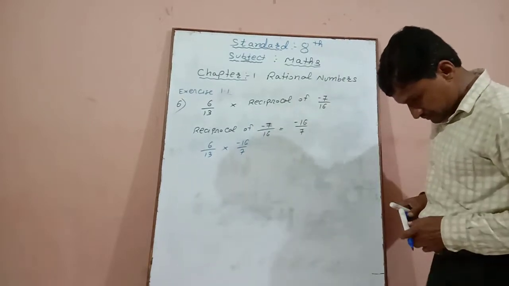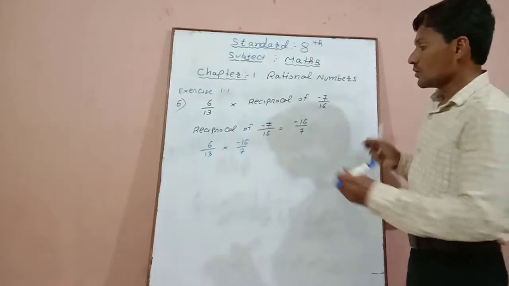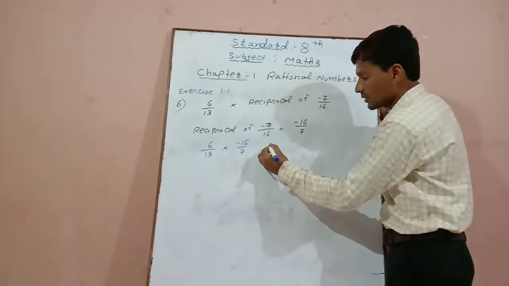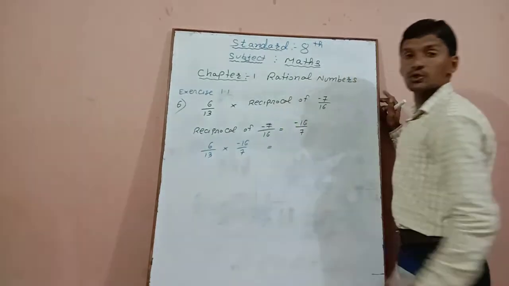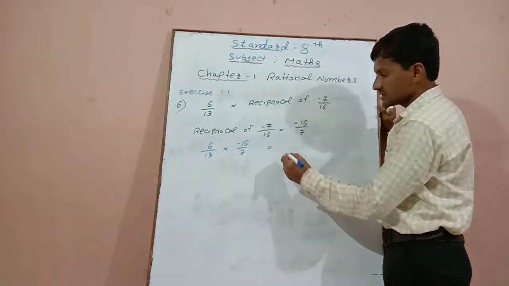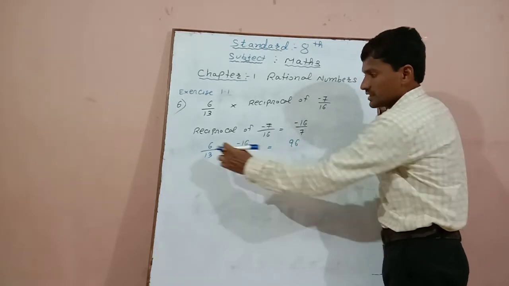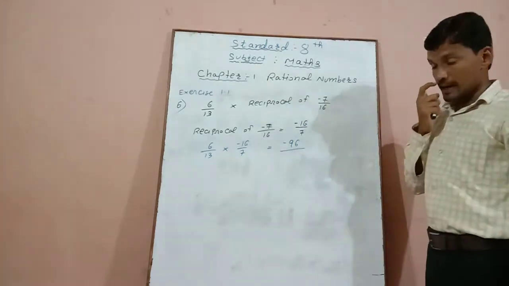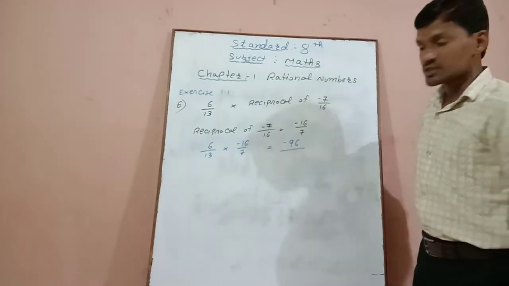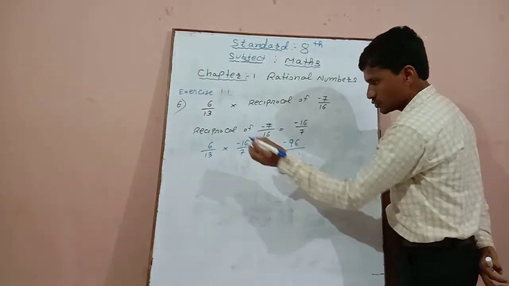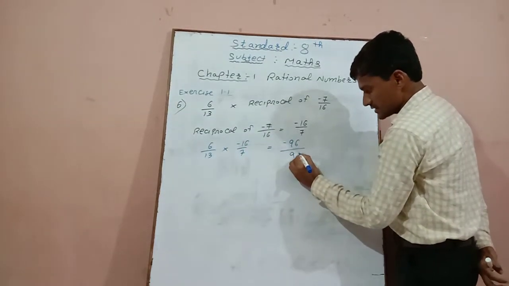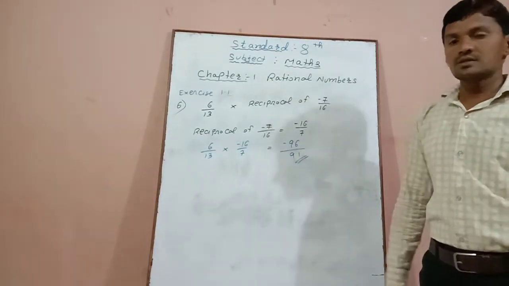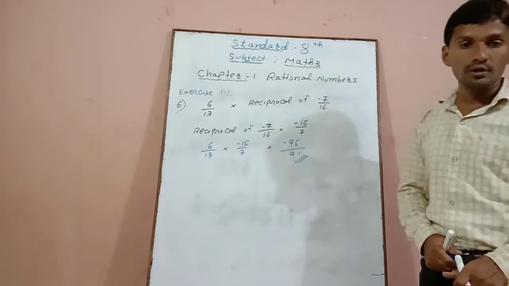This is the multiplication. Now there is no common factor between numerators and denominators, so we have to multiply directly. 6 into 16 means 96. Here it is plus, here it is minus, so minus 96, and 13 into 7, 3 sevens are 21, 2 carry, 1 seven is 7 plus 2 is 9, so 91. The answer will be minus 96 divided by 91. This is the answer of question number 6.